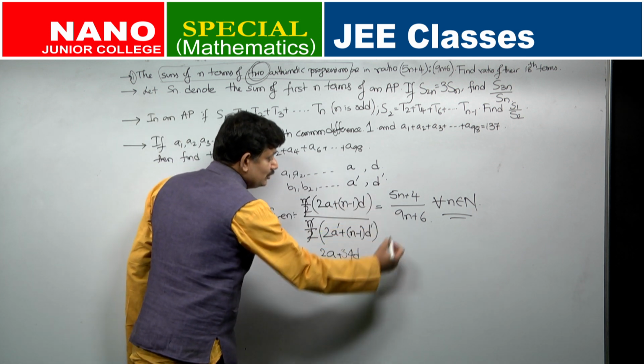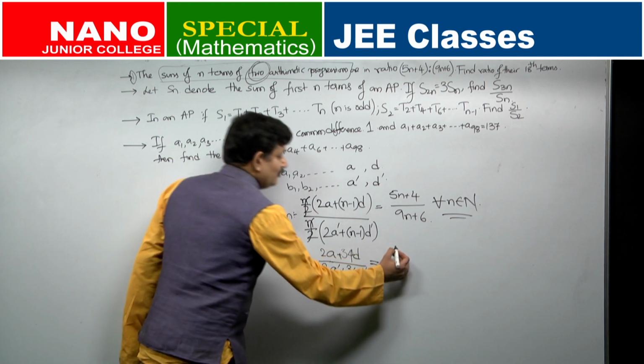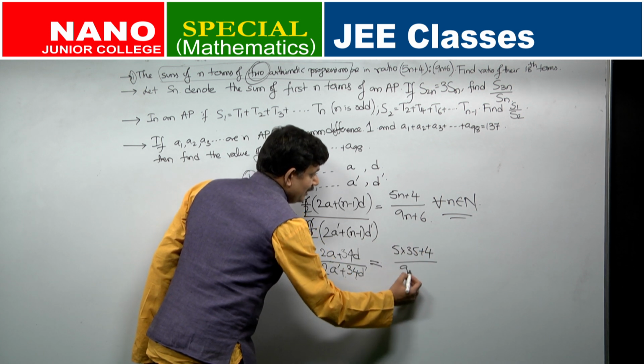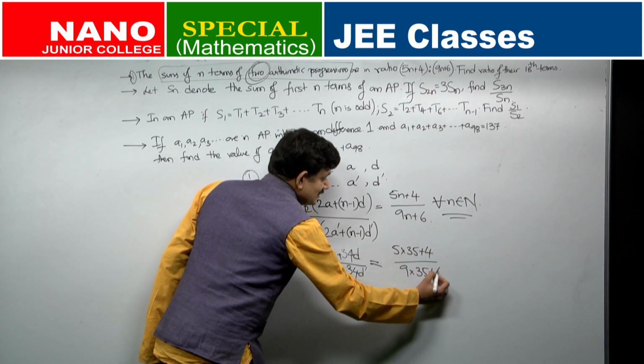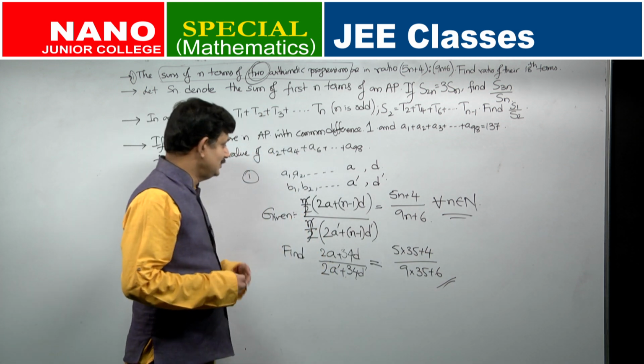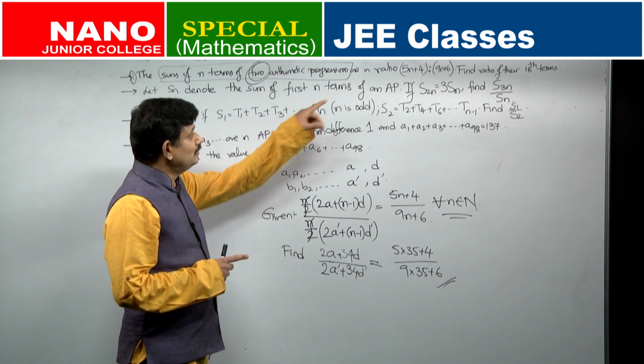So, put n equal to 35 on both sides. So, what will you get? This will be 5 into 35 plus 4 divided by 9 into 35 plus 6. Simplify and get the answer. Very simple question, right? But it is very important for competitive examinations, and they tend to make that mistake.